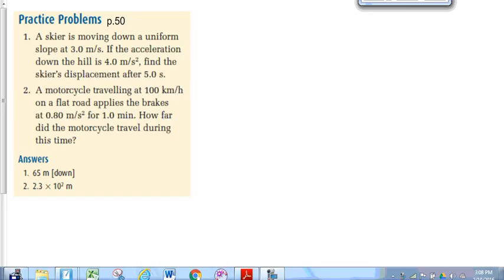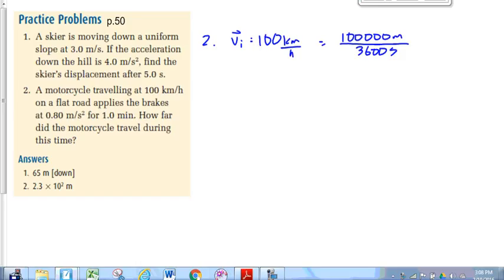Let's write down some givens now for question number 2. We know that VI is 100 kilometers per hour. We know that we're going to want to convert that to meters per second, so let's just do it now. 100 kilometers is 100,000 meters. So we're converting the top first. Then let's convert the bottom. 1 hour is equal to 3,600 seconds. So convert the top 100 to 100,000, convert the bottom 1 to 3,600. That gives me 27.778 meters per second.